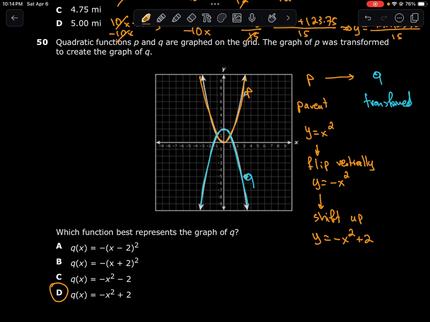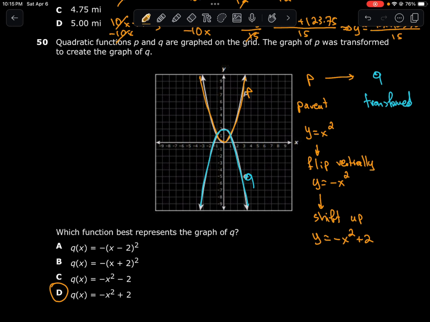But on the other hand, also before I get there, also don't put the plus 2 with the x, like x plus 2, because if it's with the x in the same parenthesis, that's going to be horizontal, and plus means go to the left. If it was negative, it would go to the right. I want a vertical shift, meaning shift up, so don't put the plus in the wrong place.